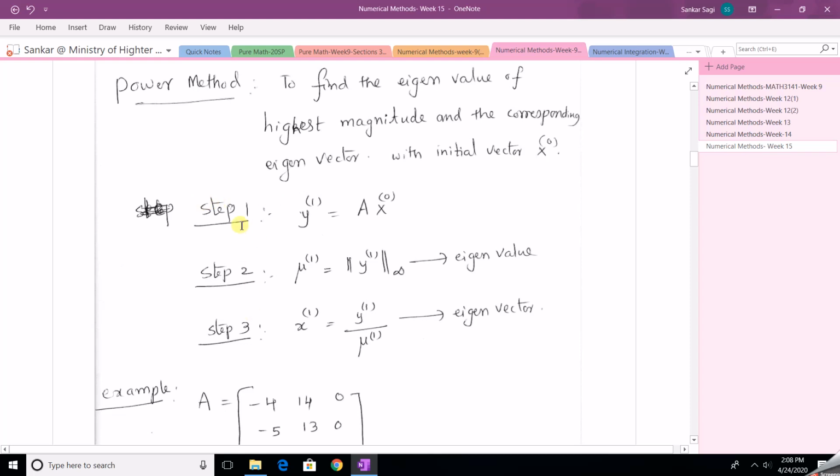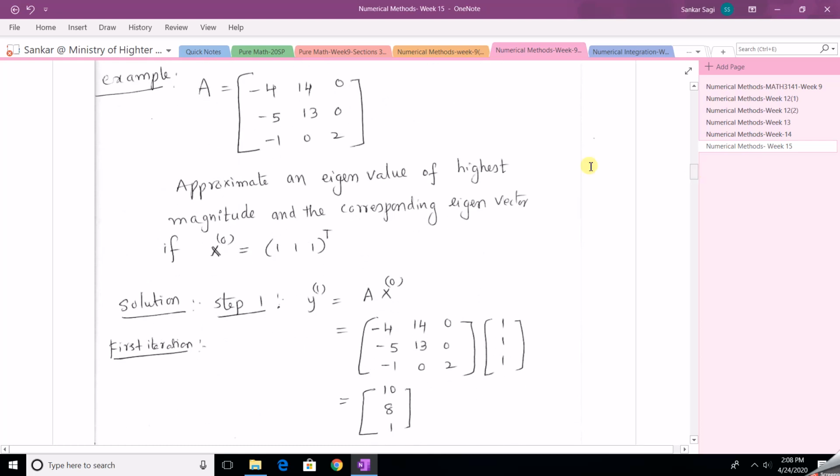So basically this is the procedure. We have 3 steps to follow. First thing is multiply the matrix with the initial eigenvector, and the resulting vector we call y1, and the L infinity norm of that vector will be the eigenvalue. After that, you divide this y1 by the eigenvalue, and the resulting vector we call the eigenvector. So 3 steps you have to follow. Let us look at this example.